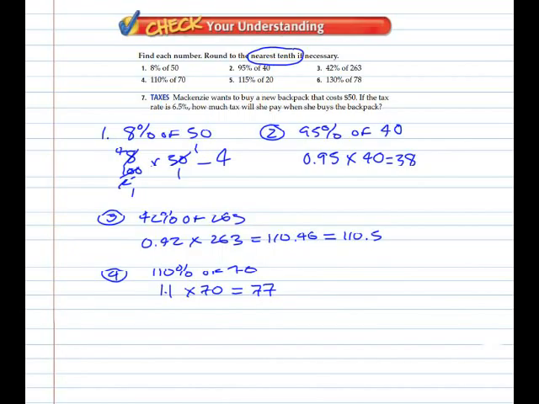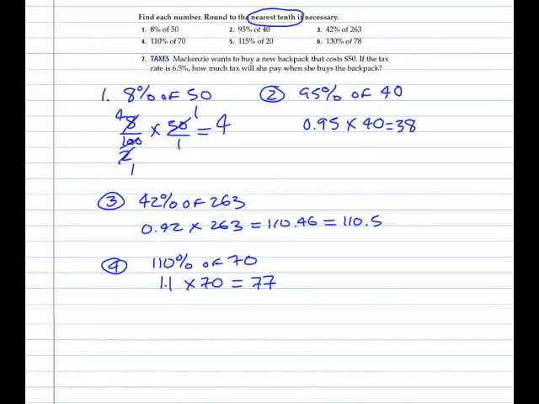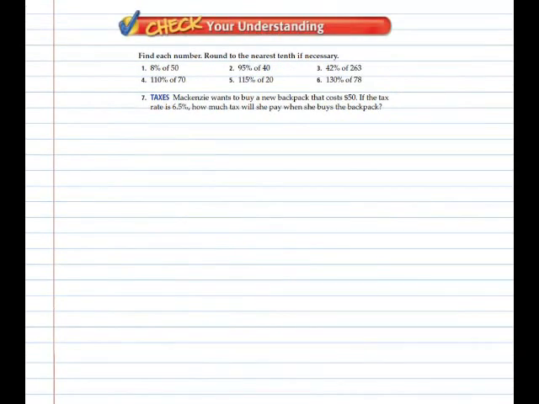Let's do one more on this page before we go to the next page, to get a little more room. Number 5. 115% of 20 would be 1.15 times 20, which gives us 23.